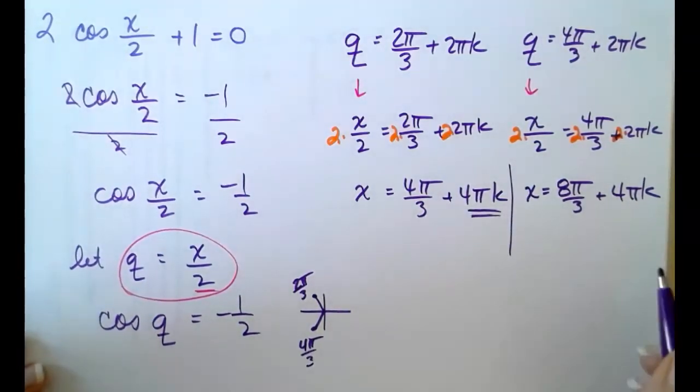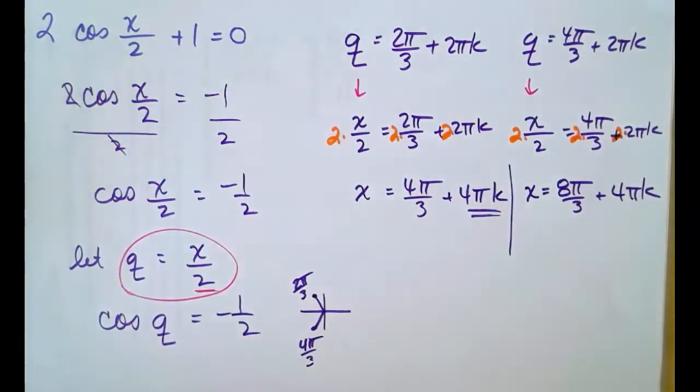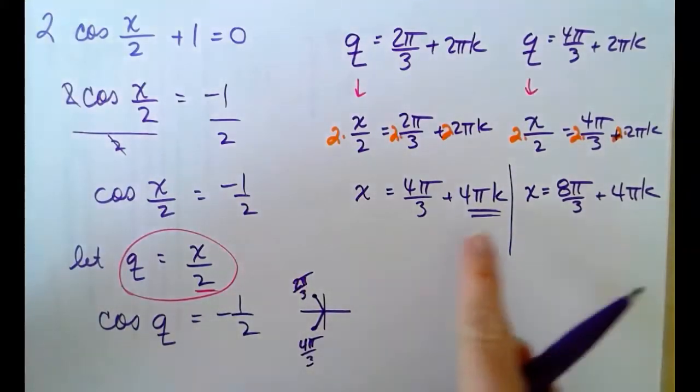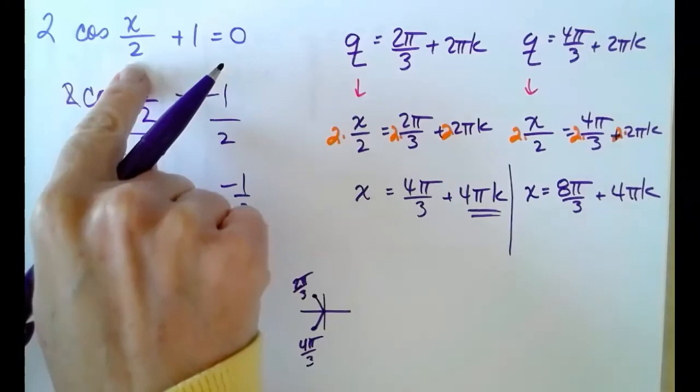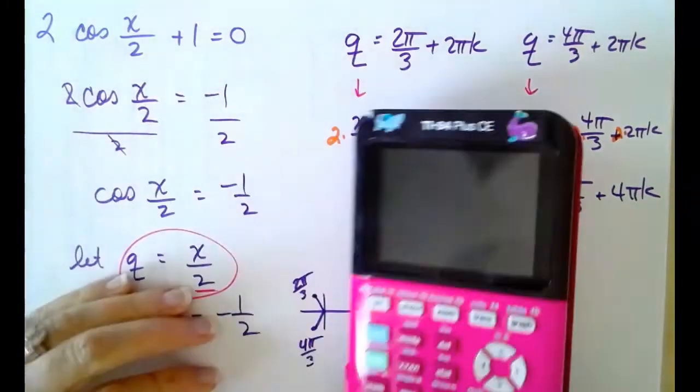4 pi k is what we're going to be adding. So right away, I know that we're not even going to use k equals 1. The next thing to think about is truly what does this 1/2 x actually do to the graph?